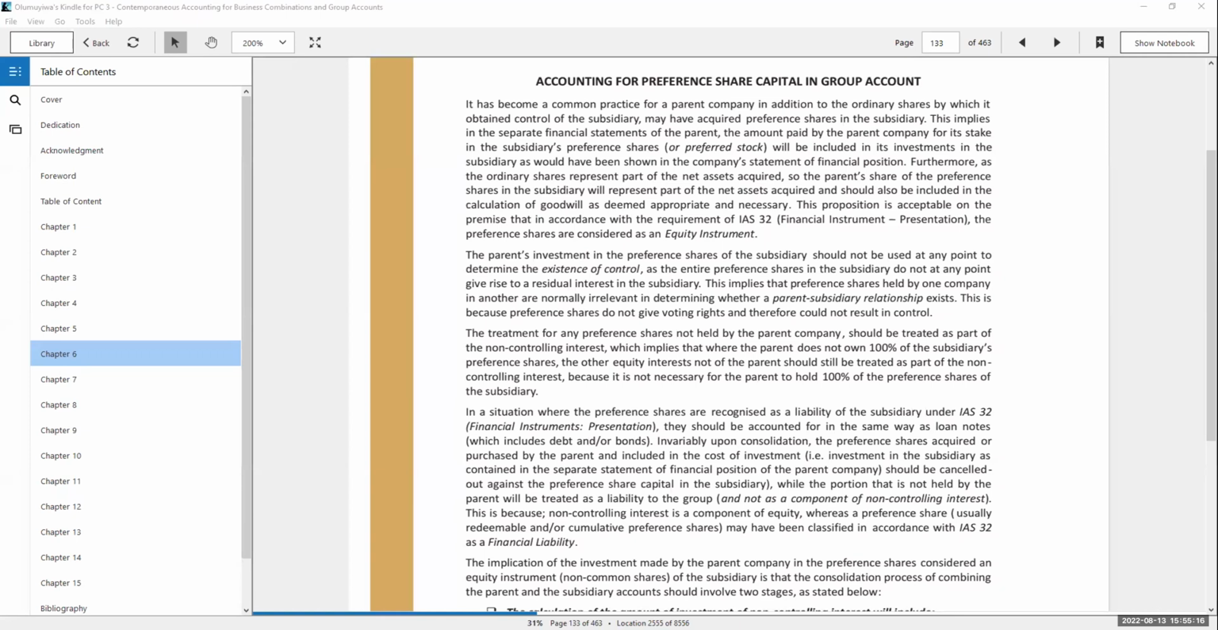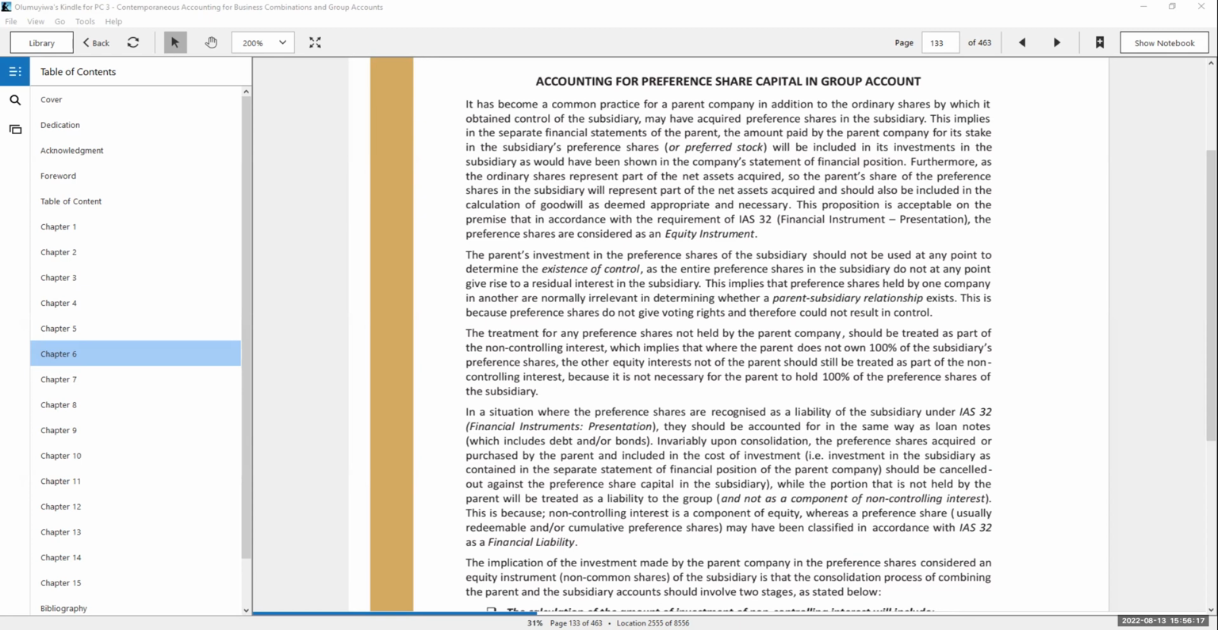Accounting for preference share capital in group accounts. It has become a common practice for a parent company, in addition to ordinary shares, by which it obtains control of the subsidiary, to have acquired preference shares in the subsidiary. This implies that in the separate financial statement of the parent, the amount paid by the parent company for a stake in the subsidiary's preference shares or preferred stock will be included in its investments in subsidiaries, as would have been shown in the company's statement of financial position. Furthermore, as the ordinary share represents part of the net assets acquired, so the parent's share of the preference share in the subsidiary will represent part of the net assets acquired and should also be included in the calculation of goodwill as deemed appropriate and necessary. This proposition is acceptable on the premise that, in accordance with the requirement of IAS 32 Financial Instruments: Presentation, the preference shares are considered as an equity instrument.